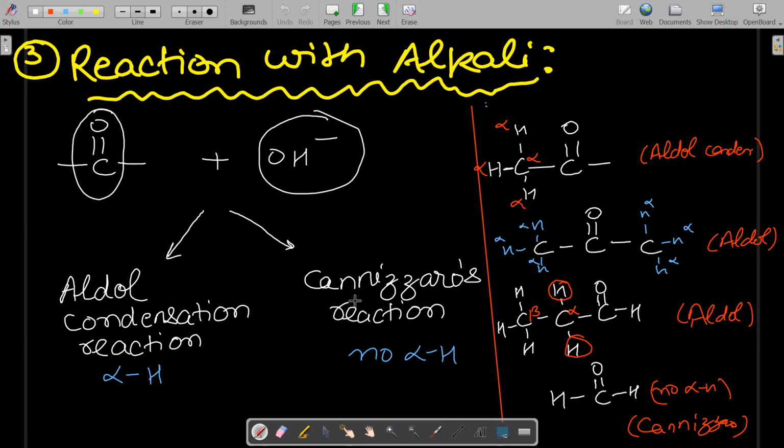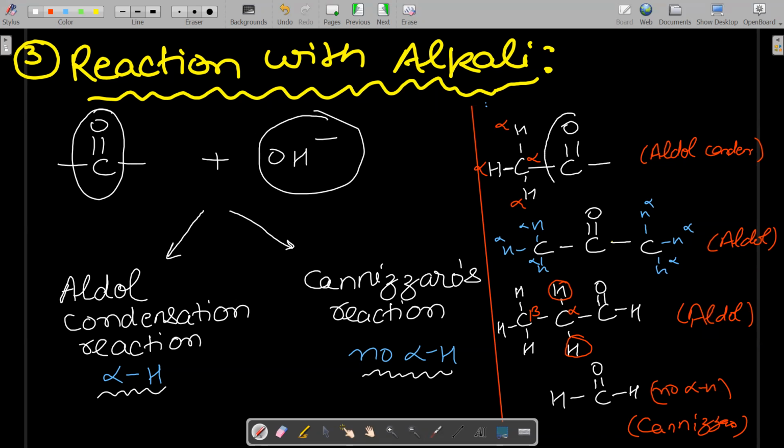So already we have discussed the differences between these two reactions, aldol condensation reaction and Cannizzaro reaction. Both reactions are shown by carbonyl compounds in the presence of alkali. But carbonyl compounds show aldol condensation reaction in the presence of alpha hydrogen. So how do they differ from each other? The carbonyl compound containing alpha hydrogen gives aldol, and the carbonyl compound having no alpha hydrogen shows Cannizzaro reaction. Already you know the meaning of alpha hydrogen.